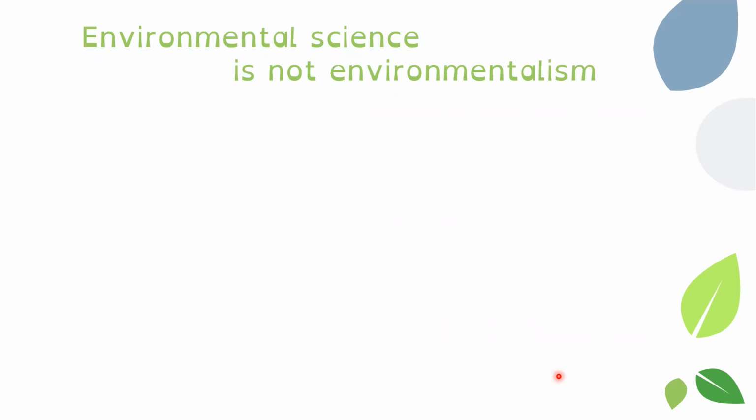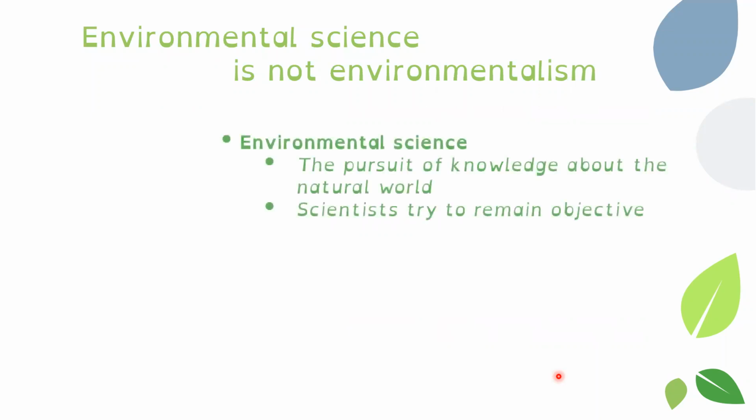So it's also important to know that environmental science is not environmentalism. Environmental science, which is the focus of our course, is the pursuit of knowledge about the natural world. Scientists do their best to remain objective, and I would argue that it is impossible to remain objective. It's impossible to put aside our biases. But in theory, we're attempting to do that as observers of the world.